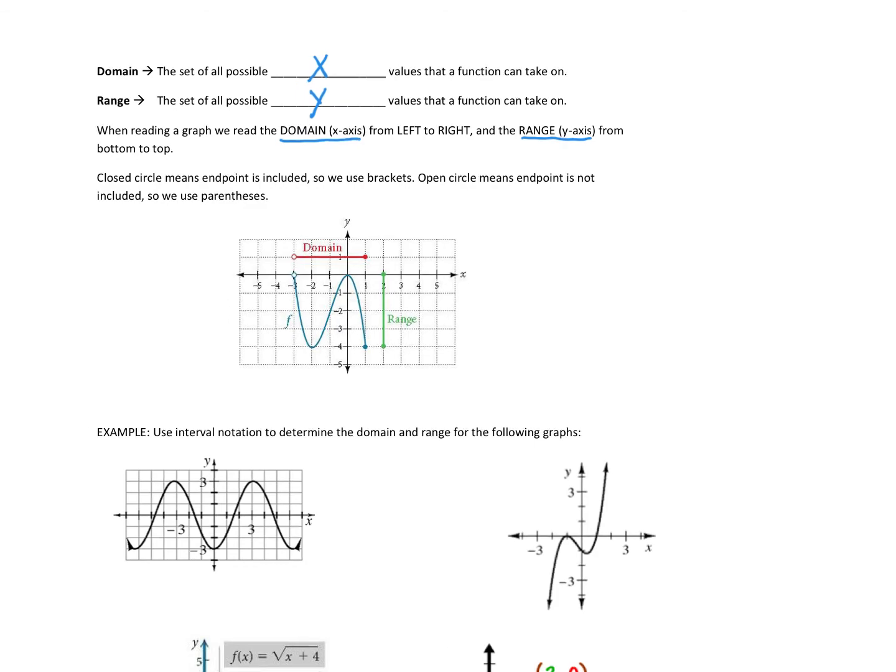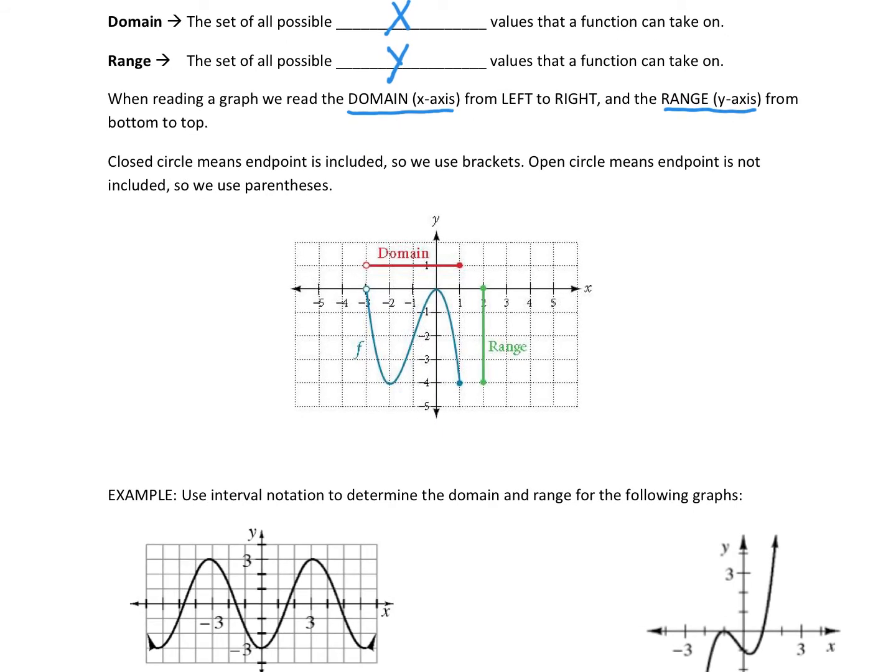So on a graph, a circle means the endpoint is included. So this is going to be a closed circle. And an open circle like this is going to mean the endpoint is not included, so we're going to use parentheses. So a closed circle is going to be brackets, and an open circle is going to mean we're using parentheses.